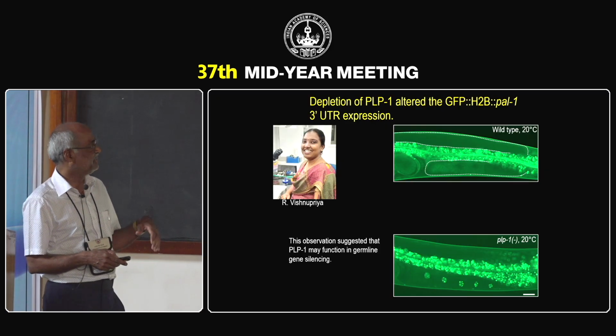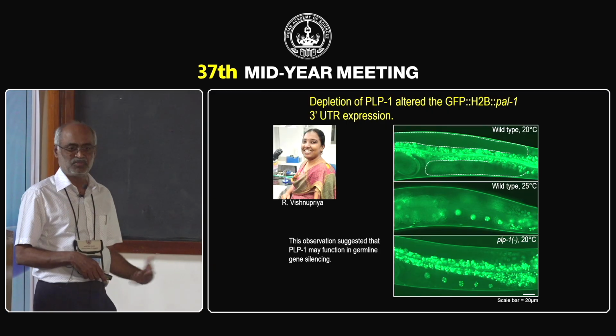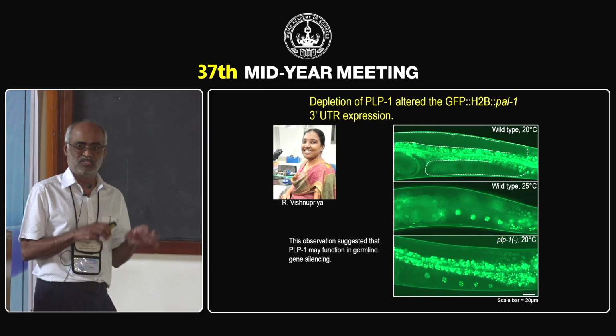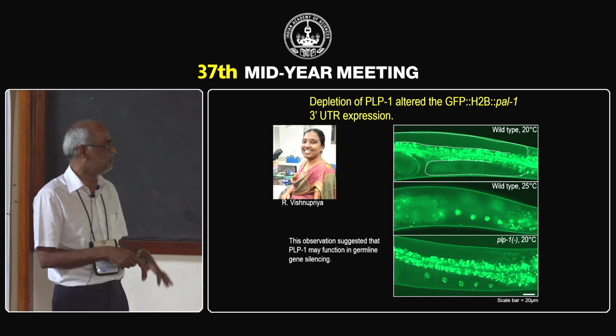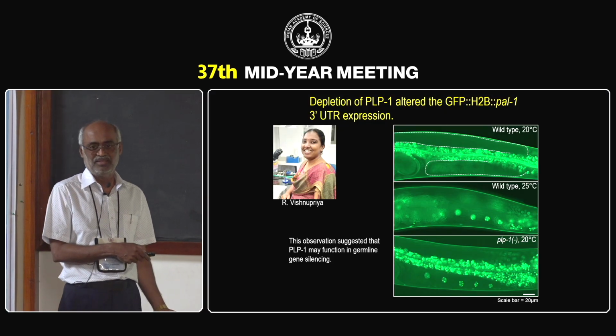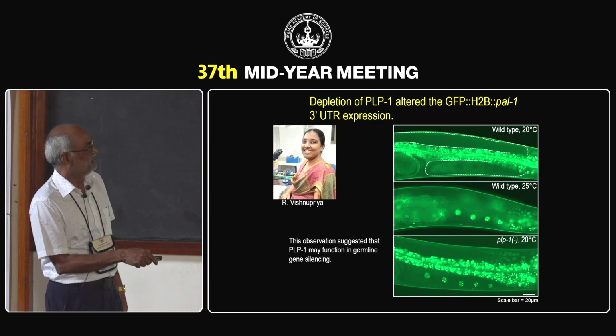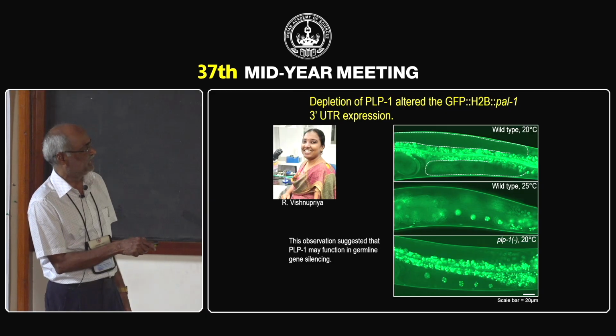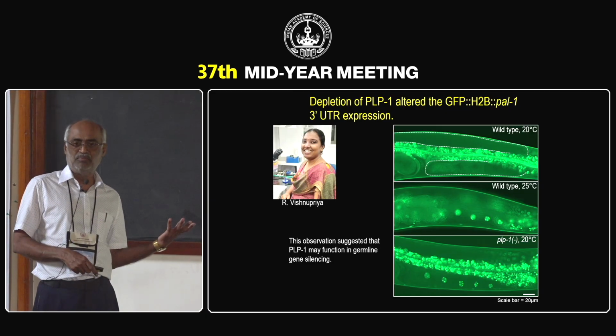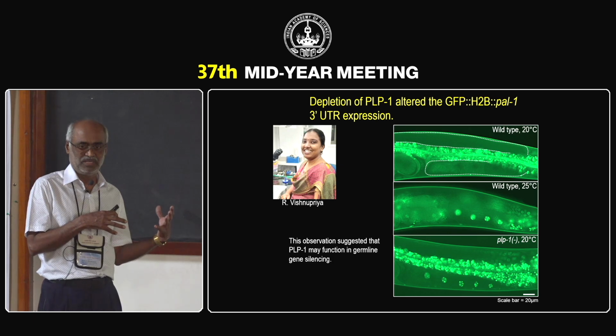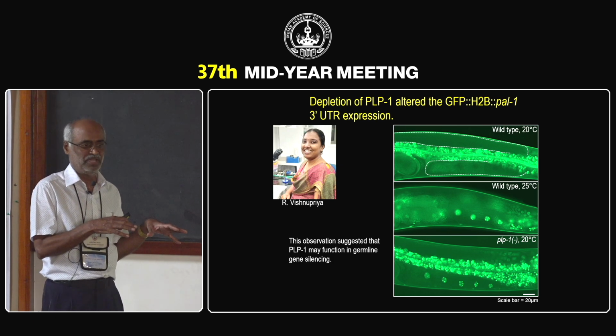So immediately we would think that PLP-1 regulates translation via PAL1 UTR. But that's not the case, because wild type worms, when grown at 25, where germline gene silencing is defective, you see the expression there. So essentially what is happening is, for the silencing to happen at 20 degree, PLP-1 seemed to play a role. So this is what we suspected, therefore we wanted to investigate and find whether that is true.